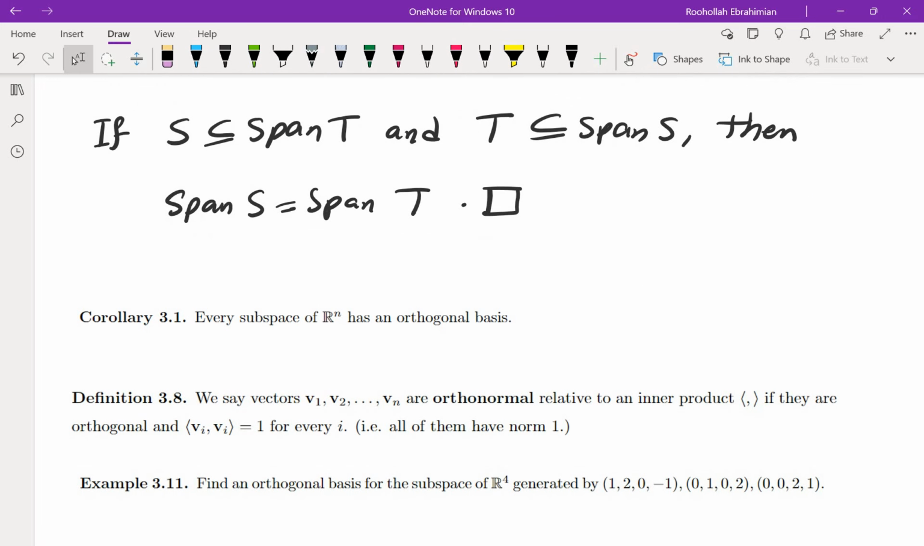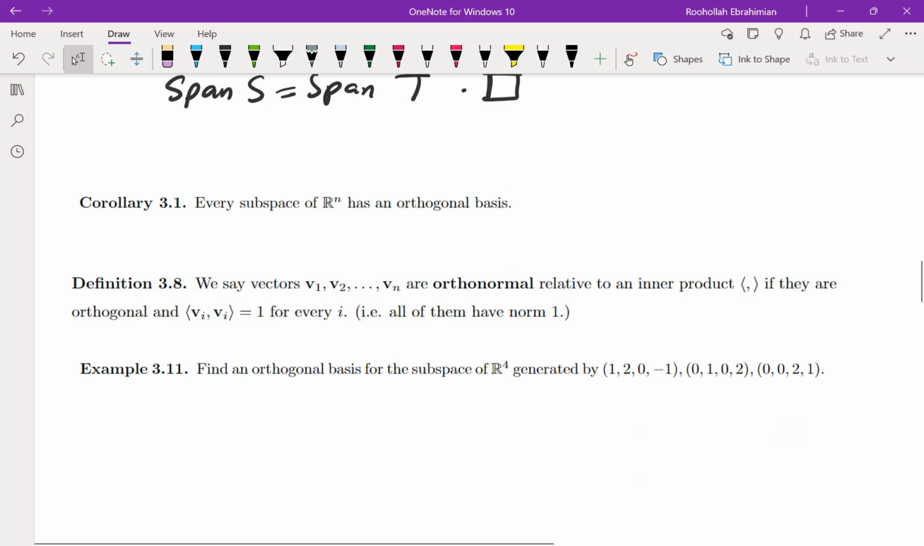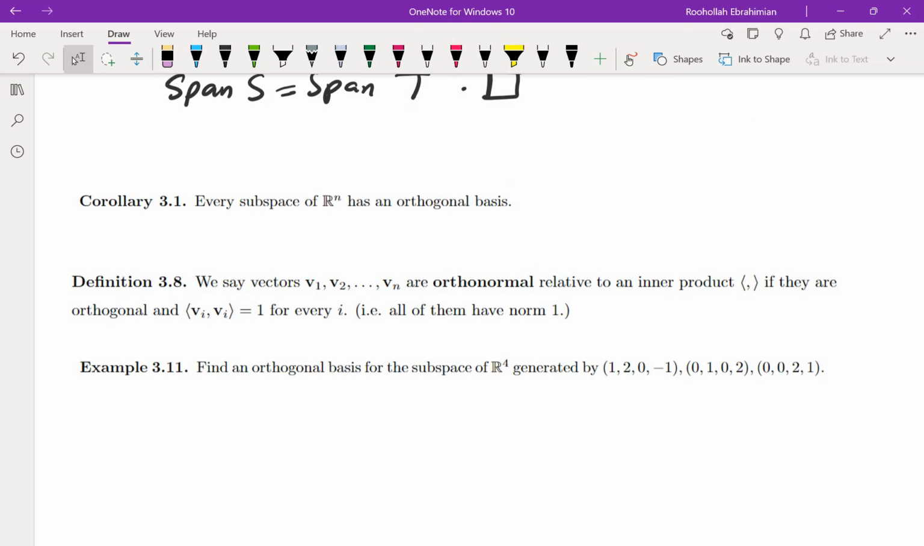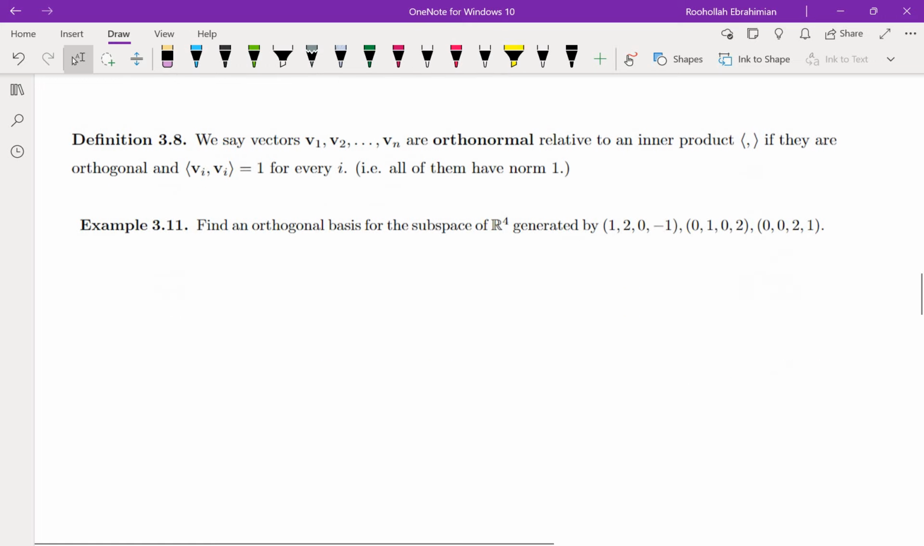Okay, so this means every subspace of Rn has an orthogonal basis with respect to any arbitrary inner product. Because what we know is every subspace has a basis, then the Gram-Schmidt process tells us we can turn that basis into an orthogonal basis. We say vectors v1 through vn are orthonormal relative to an inner product if they are orthogonal and the inner product of each one of them with itself is 1.